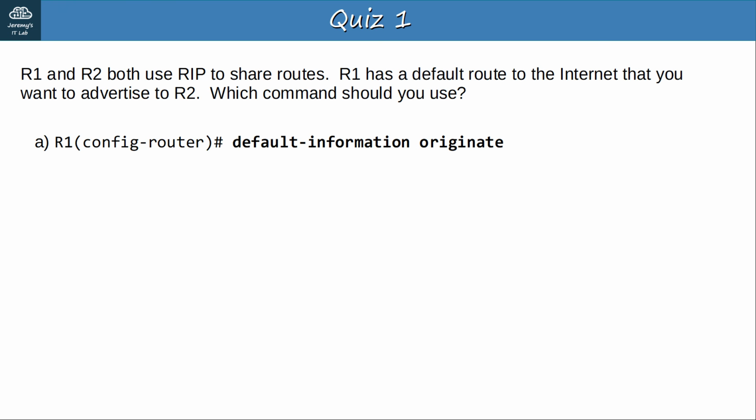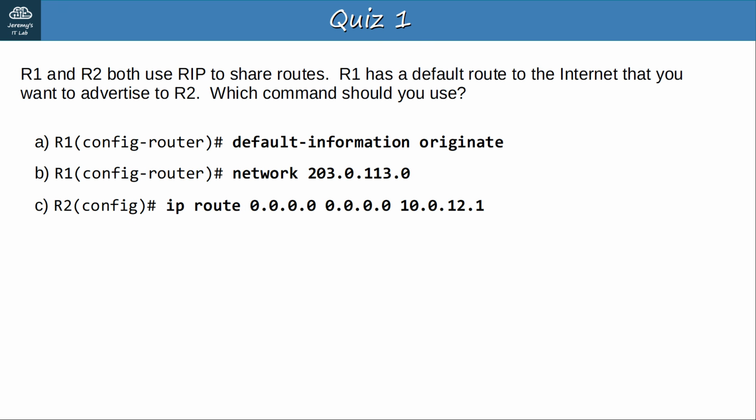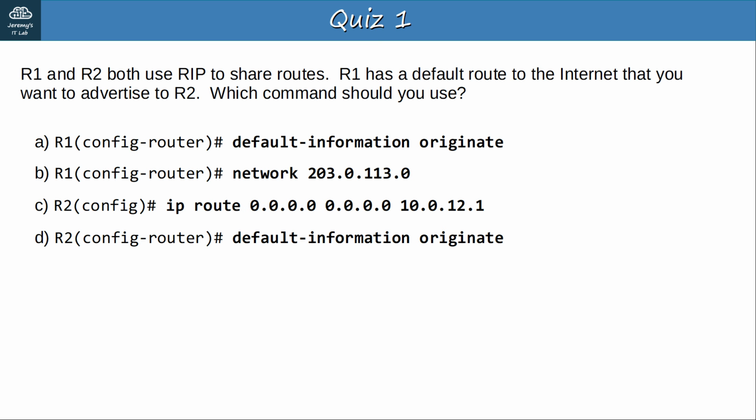A, from config router mode on R1, default-information originate. B, from config router mode on R1, network 203.0.113.0. C, from global config mode on R2, ip route 0.0.0.0 0.0.0.0 10.0.12.1. D, from config router mode on R2, default-information originate. Pause the video to think about the answer.